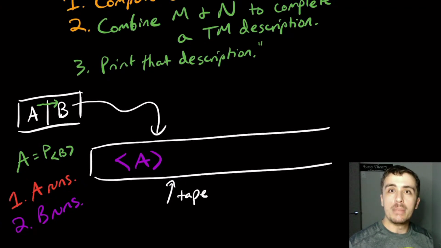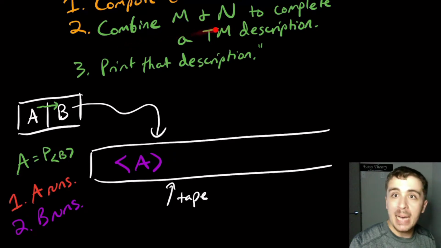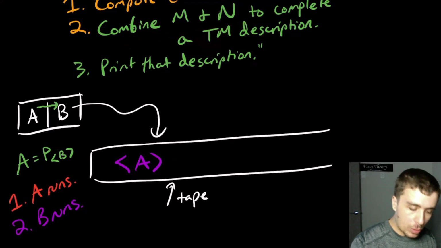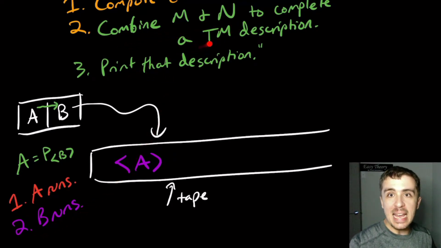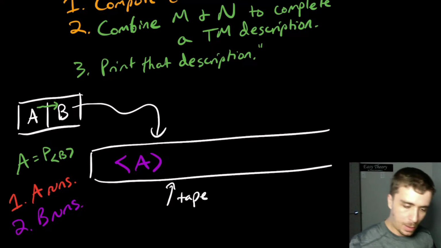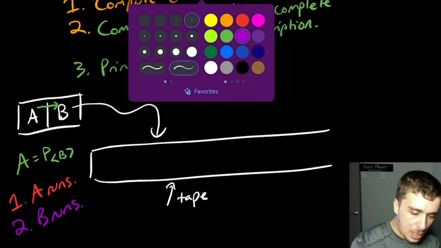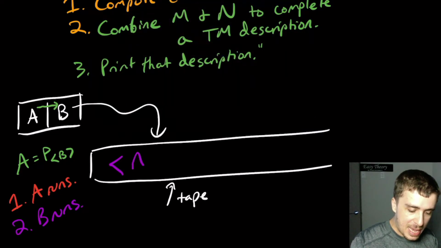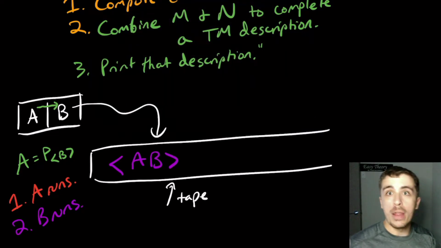One thing I should mention is that the B machine is actually going to do this combine step right here, which is it's going to combine the A and the B here. So then at the end of the day, we're going to have A and B written on the tape.